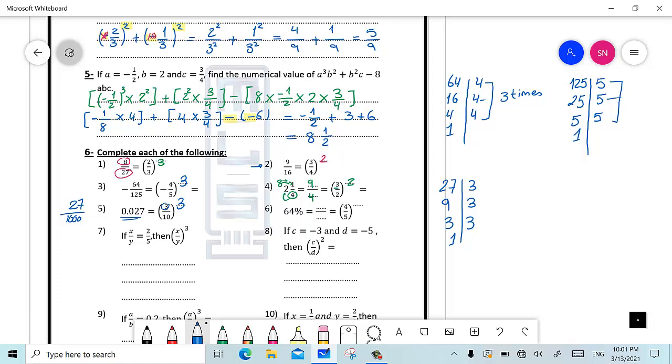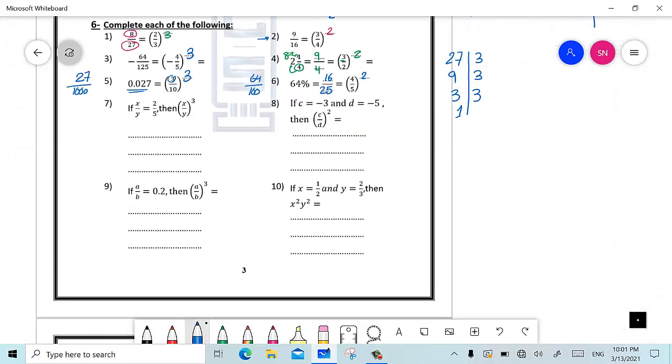And now 64%. 64% is equal to 64 over 100, and 64 over 100 in the simplest form is equal to 16 over 25. Again, I know that 4 to the power of 2 is 16, and 5 to the power of 2 is 25, so it is raised to the power of 2. Did you get the idea now? And let's go now for number 7. If x over y is equal to 2 over 5, then x over y all raised to the power of 3 is equal to, I'm going to repeat the same thing.